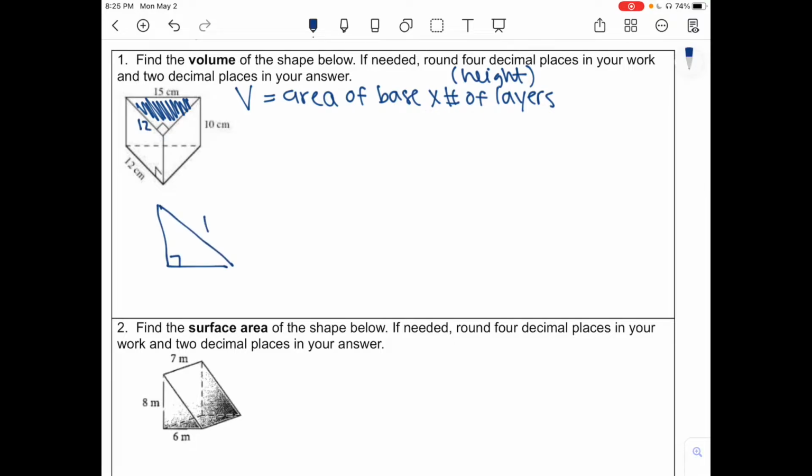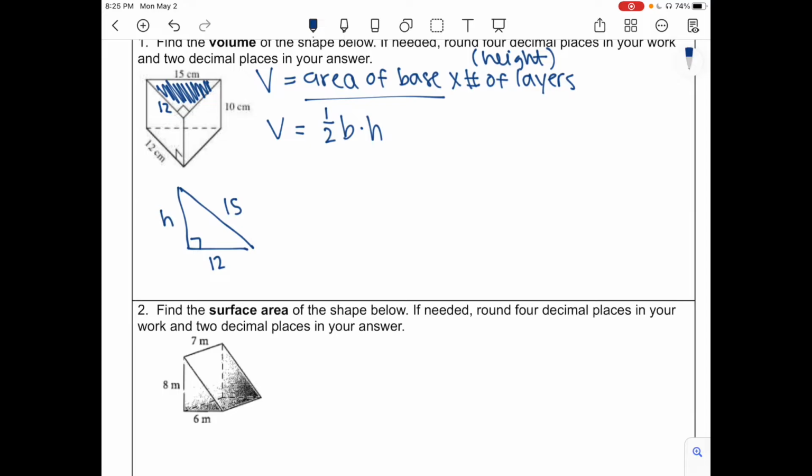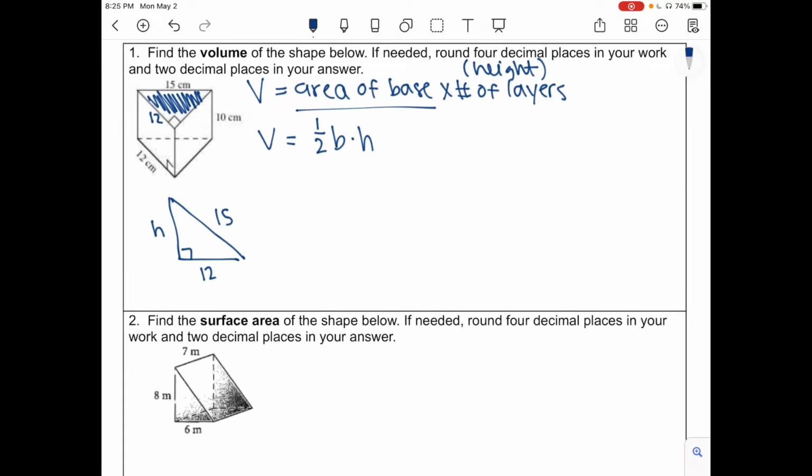I've got 15 here, 12 here, and I do need the height to be able to find the area of the base, because the area of the base here would be the area of a triangle, so 1/2 base times height. So I need to do the Pythagorean theorem here. h squared plus 12 squared equals 15 squared. Make sure that the hypotenuse is your c.